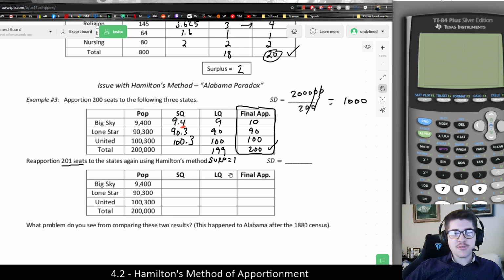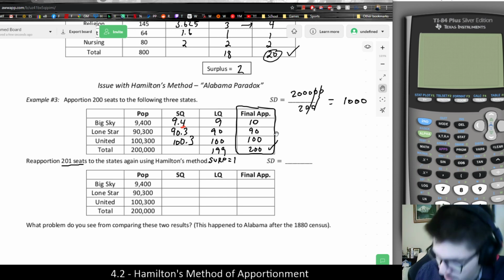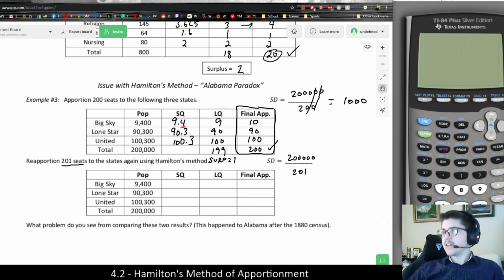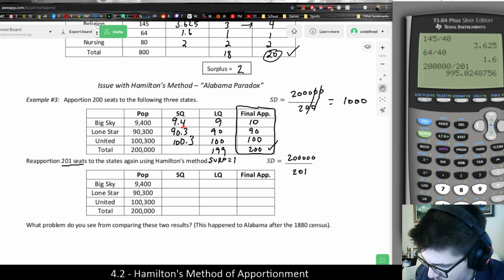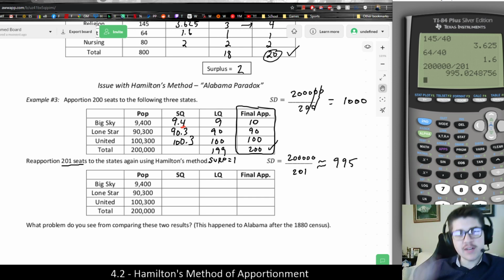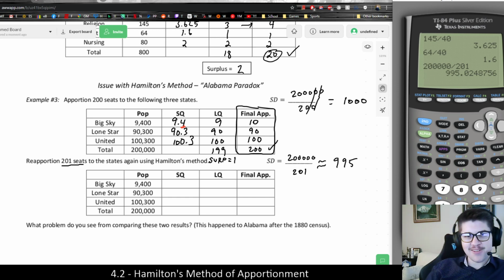But basically, we're going to have to redo all the math when this changes, because if the number of seats changes, the standard divisor will also change, because now it will be, well, what's the total population, to which there was no change, divided by this new number. And this I do not want to attempt to do in my head, which would leave me with a standard divisor of approximately 995.